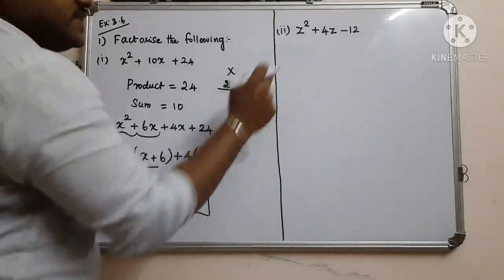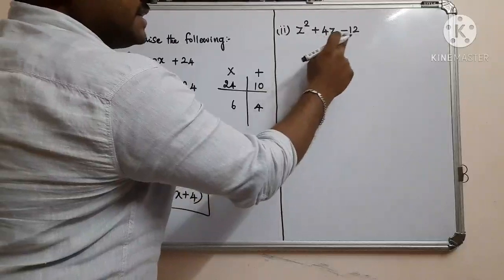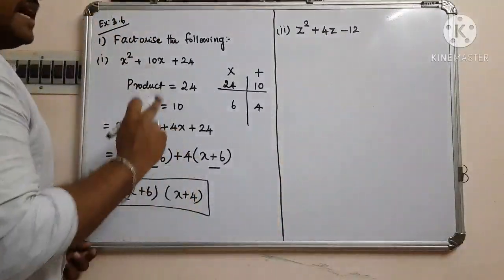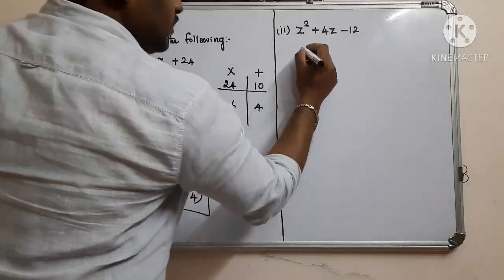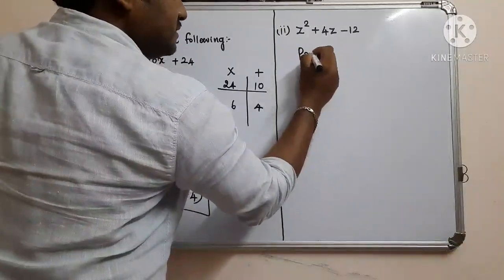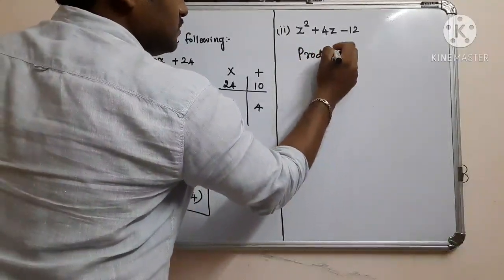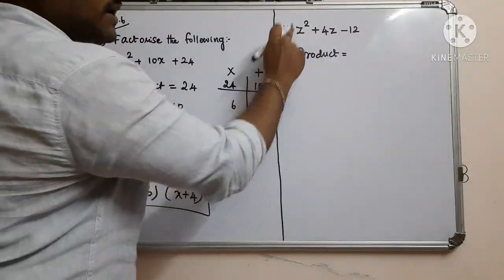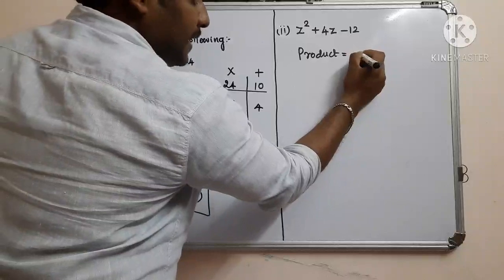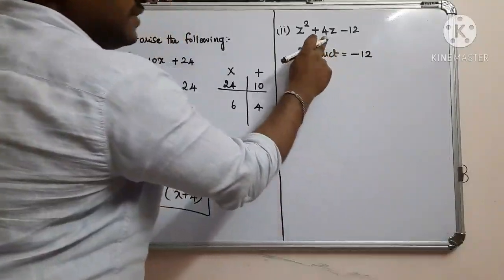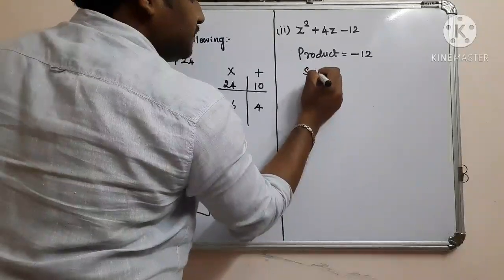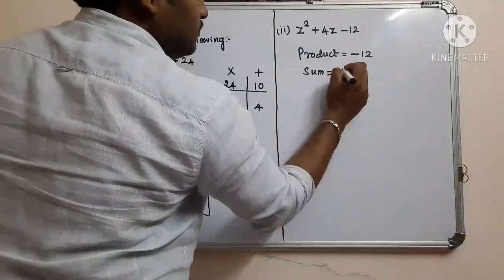And then the second question: z square plus 4z minus 12. This is the given polynomial. First we have to write the product and sum. The coefficient value is 1, so 1 into minus 12 is minus 12. What is the sum value? The z coefficient is 4, so the sum is 4.